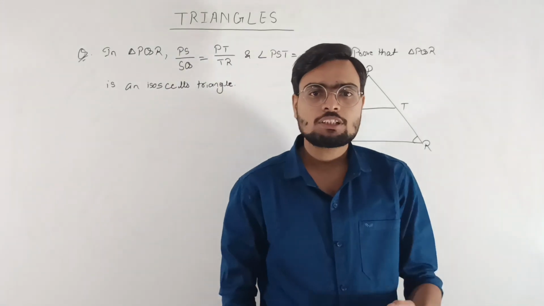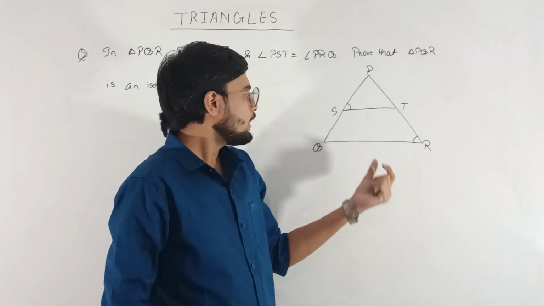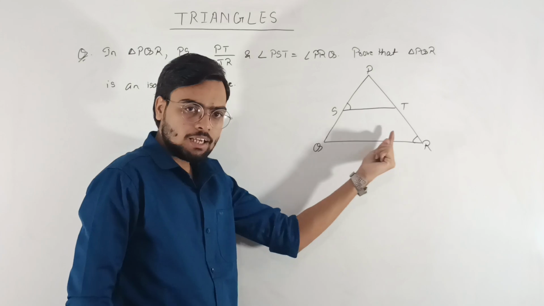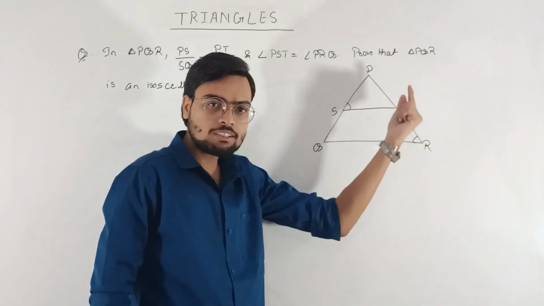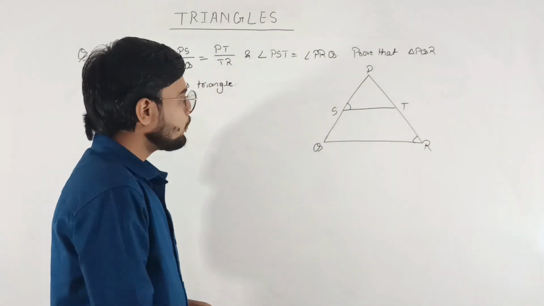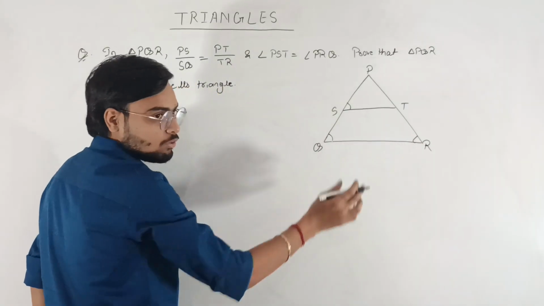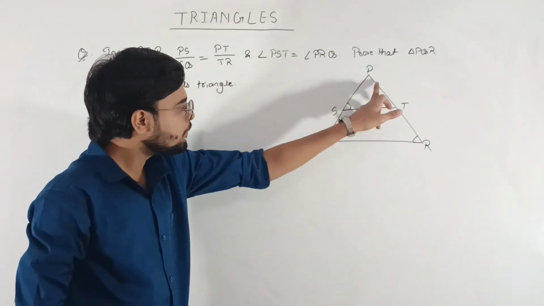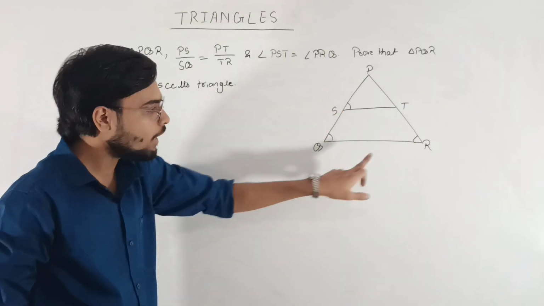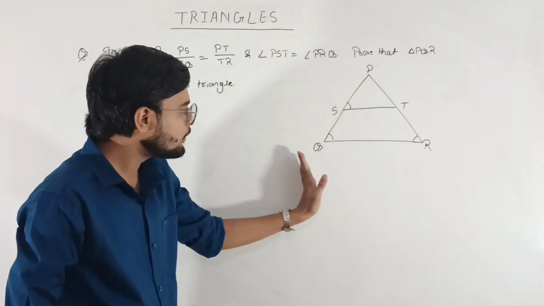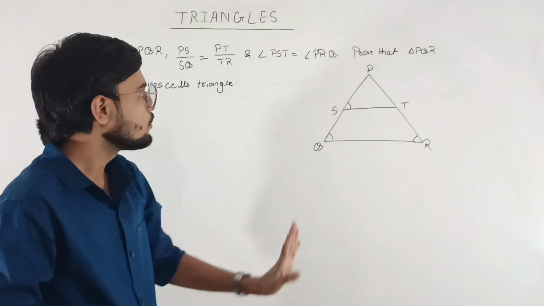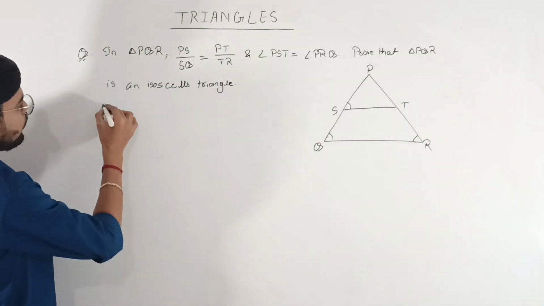Now look, what is the isosceles triangle? When opposite angles of a triangle are equal, then the triangle is known as isosceles triangle. So we have to prove this angle is equal to this angle. Okay, R equals to Q. When we prove that angle PRQ is equal to angle PQR, then we say yes, this triangle PQR is an isosceles triangle. So now look, first I write what is given.